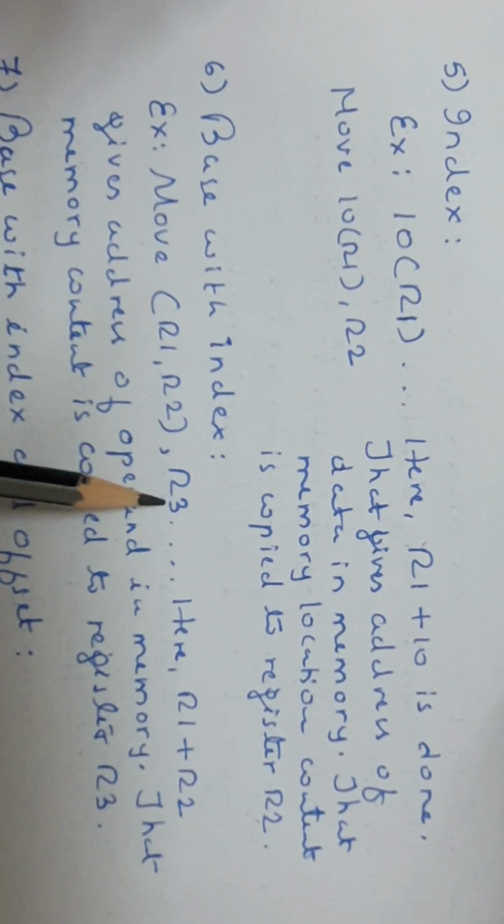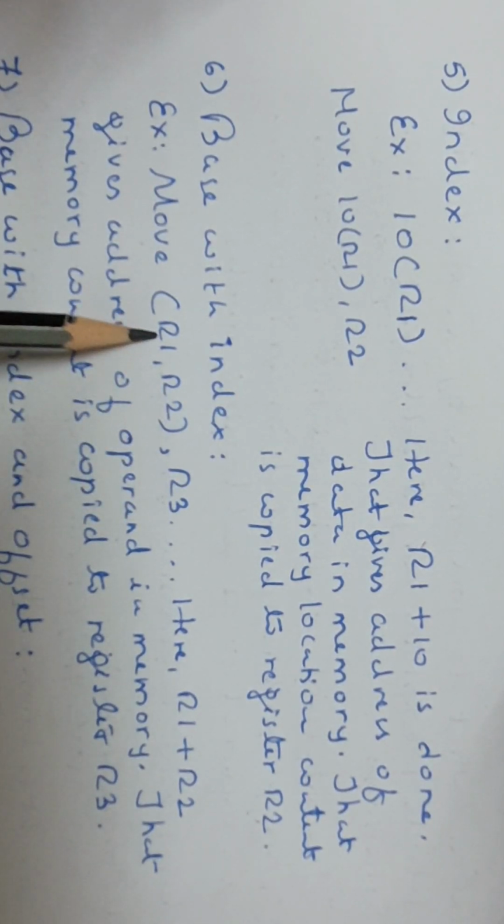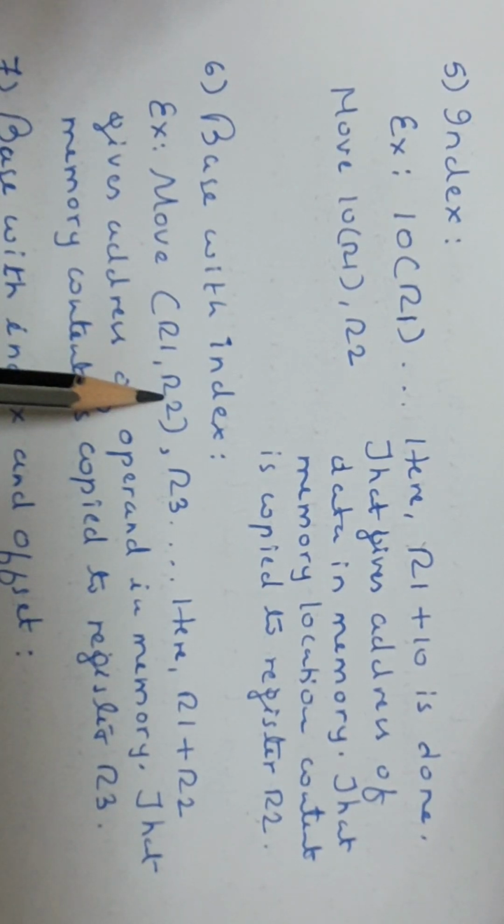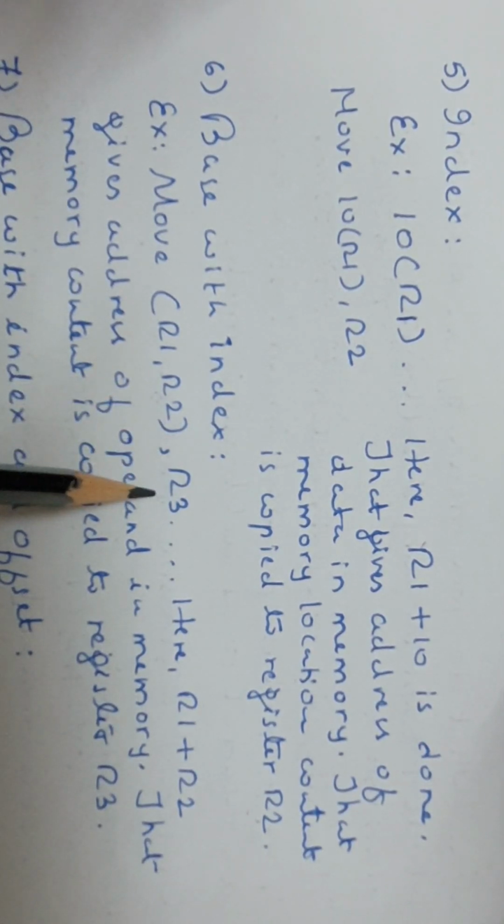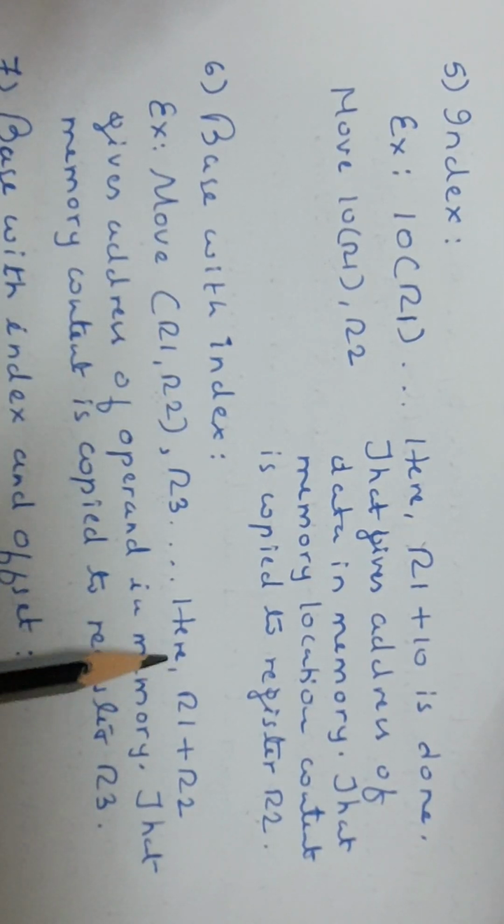This is the example instruction. If R1 is 1000, R2 is 2000, bracket means the memory location pointed by this, that is 1000 plus 2000, that is 3000. So in 3000 memory location, whatever is there, that is copied to R3. So this is base with index. Here R1 plus R2 gives the address of operand in memory. That memory content is copied to register R3.